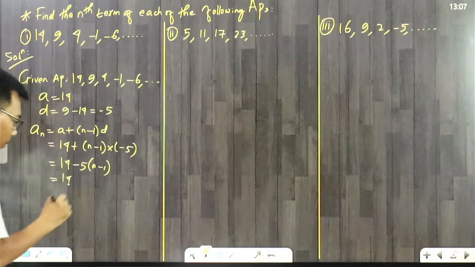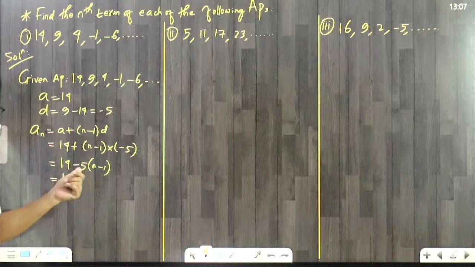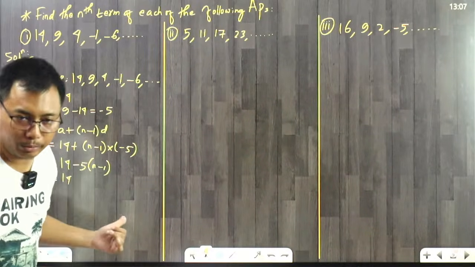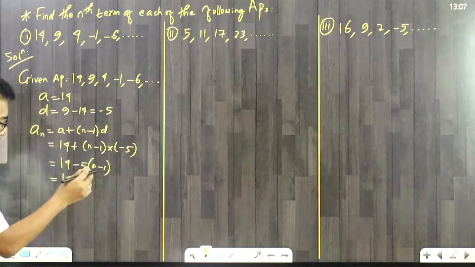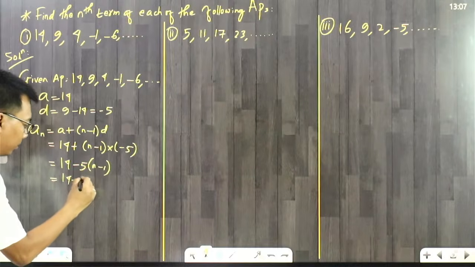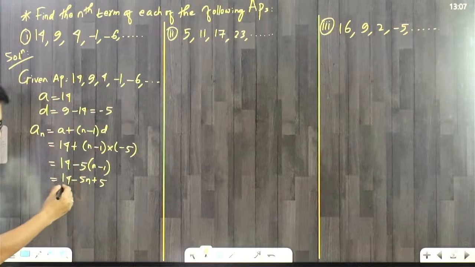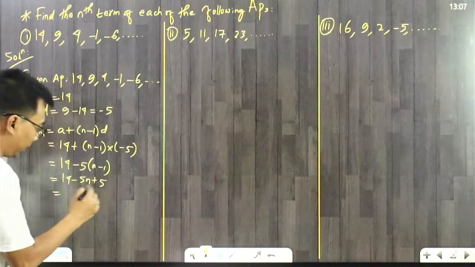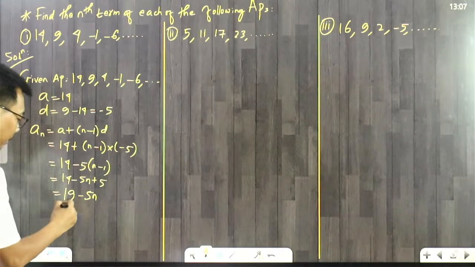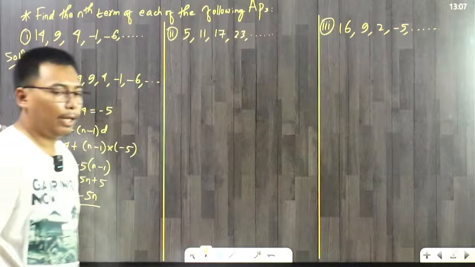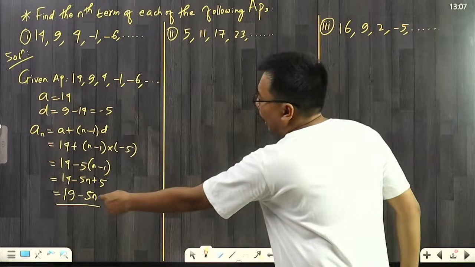Now, don't subtract this 14 minus 5. Again, the simple error that most students make: 14 minus 5, they write it as 9, then they get confused. Okay, do not do that. This 5 is together with n minus 1. So we have to take this 5 inside. So 5 into n, minus into minus will be plus 5. Now we add this 14 plus 5, right? 14 plus 5 will be 19 minus 5n. So this is our nth term. 19 minus 5n is the nth term for this AP.